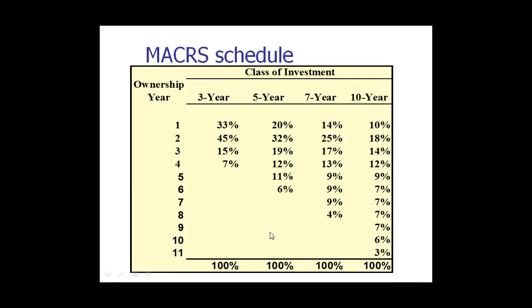Okay, now let me help you understand this MACRS schedule, and these numbers might be slightly different in Pakistan, but the concept is what's important here. The way this process works is, every asset that you are going to depreciate, the first thing you do with that asset is identify what the class of the investment is or what bucket it must go into. I'll give you an example. Computers generally have a relatively short life.